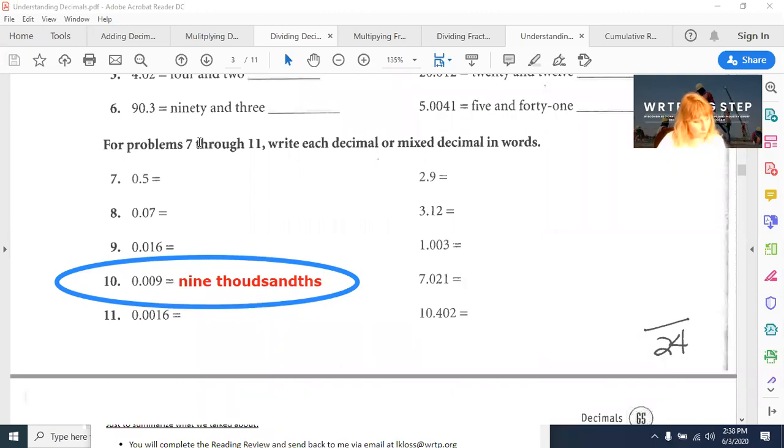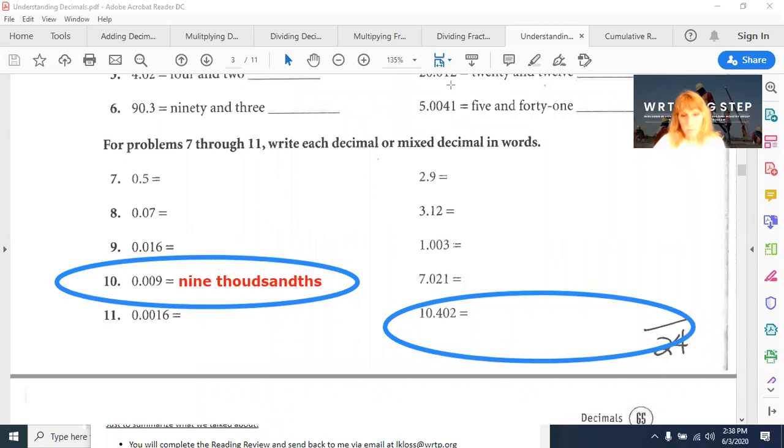Number 11, let's do the second one. Over here. Okay, how would you write that one in words? Well, that would be 10 and, right, the decimal, you say and. Then you read the number, 402, so 402, what place value does it end in? Thousandths, right, thousandths. So 10 and 402 thousandths.